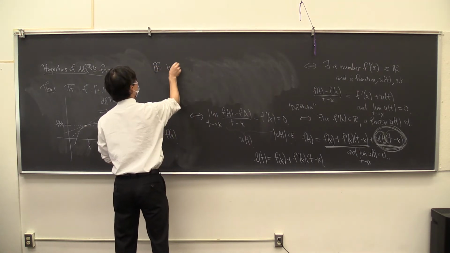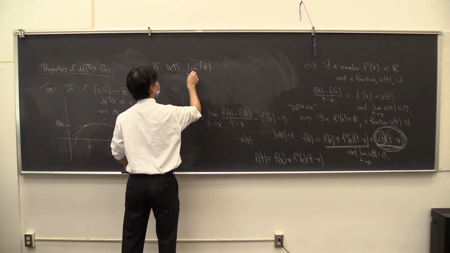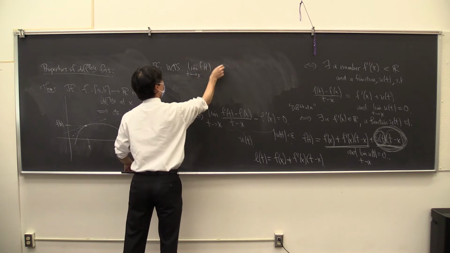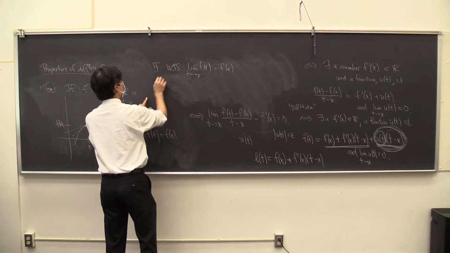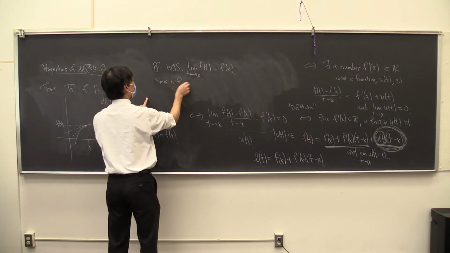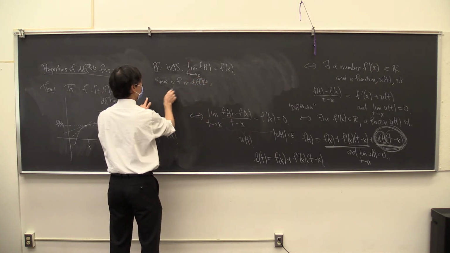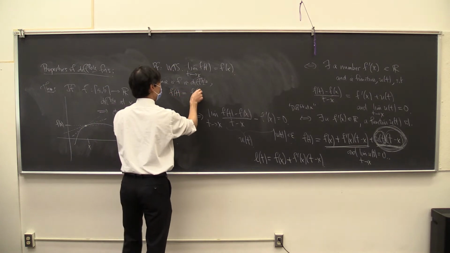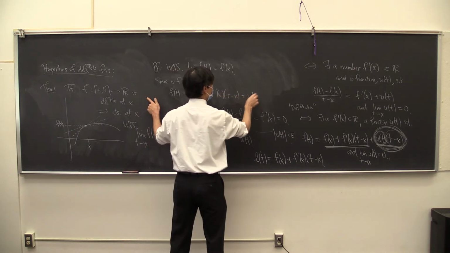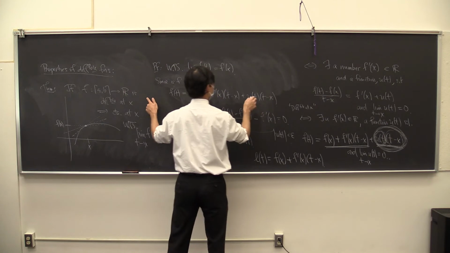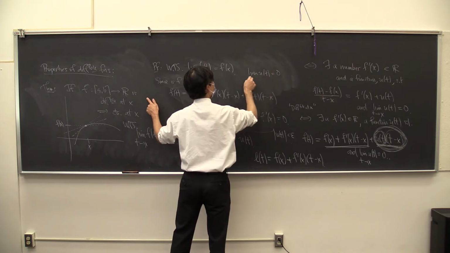We want to show that the limit of f of t as t approaches x is f of x. But we know, since f is differentiable, that f of t equals f of x plus f prime of x times t minus x, plus u of t times t minus x, where the limit of u of t is 0 as t goes to x.